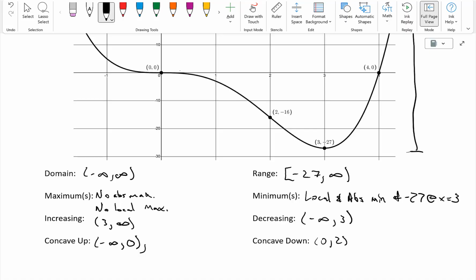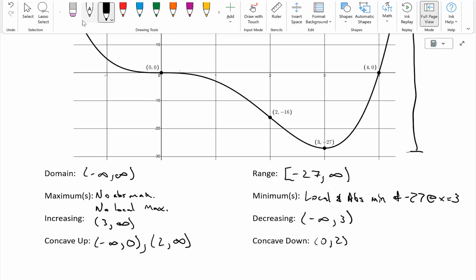And then at 2, you can see with kind of your hands, if you put them together, your left hand could be cupping down, your right hand cupping up, and your fingers would come together at 2 there. So we are concave up again from 2 to infinity.